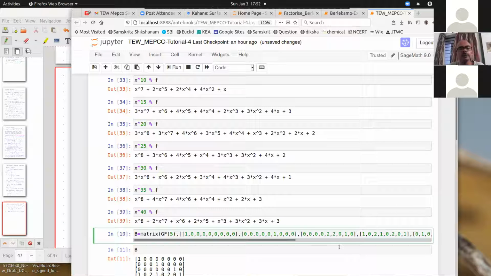So 0, 1, then fifth power is 2, fourth power is also 2. Then third power, second power is 4. Second power is 4, and then first power is 1, and 0. So I hope it is correct. Then we go to the next one.